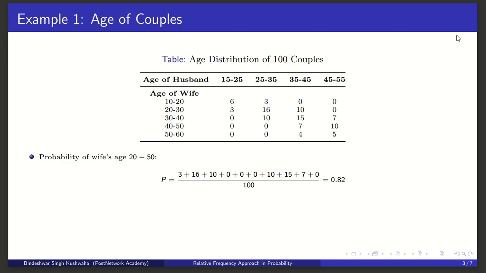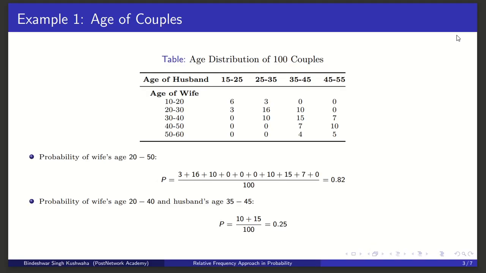So here is the table and it shows the age distribution of 100 couples: age of husband and age of wife. Now, probability of the wife's age being between 20 to 50. So we will take all the frequencies and add them, and the total is 100. So if you add the frequencies, there are a total of 100. So you will get probability 0.82.